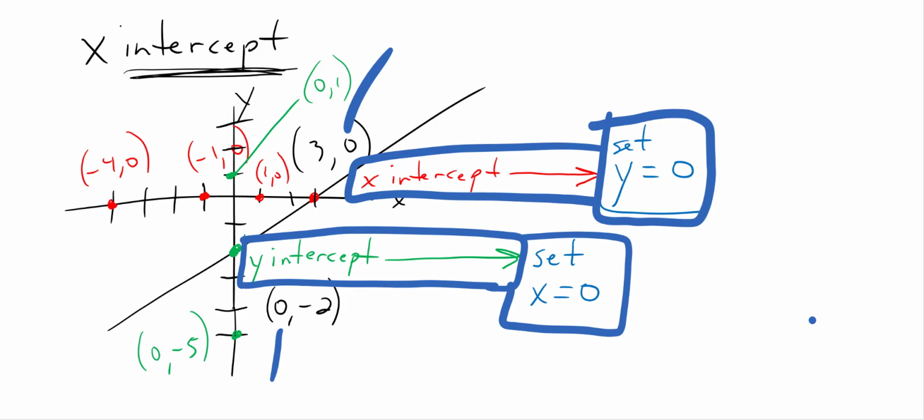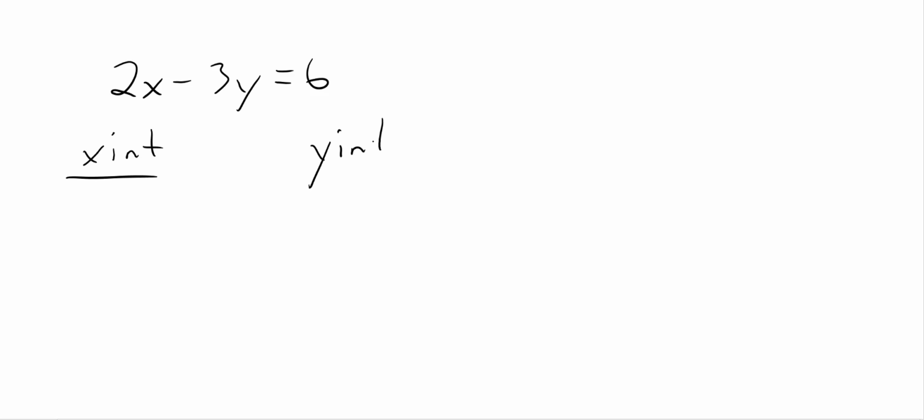So let's just start out with an equation here and show what I'm doing. Okay. So if I give you a problem like 2x minus 3y is equal to 6, and I ask you to find the x-intercept and the y-intercept, I'm going to abbreviate that, Xint and Yint. Okay, so remember, to find the x-intercept, you're going to set y equal to 0. Got to remember that.